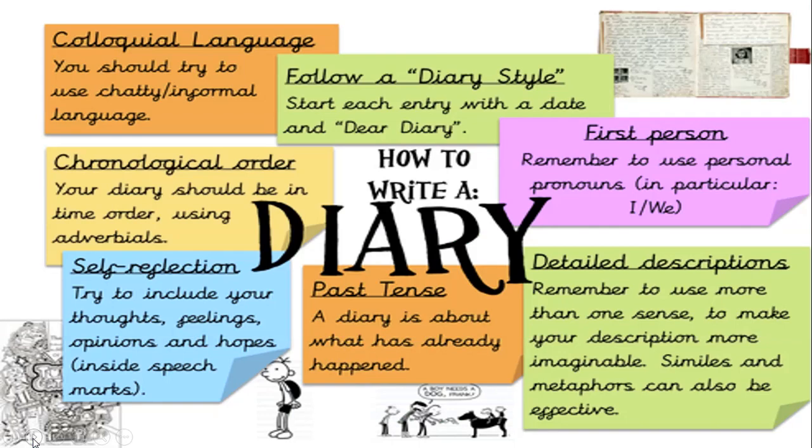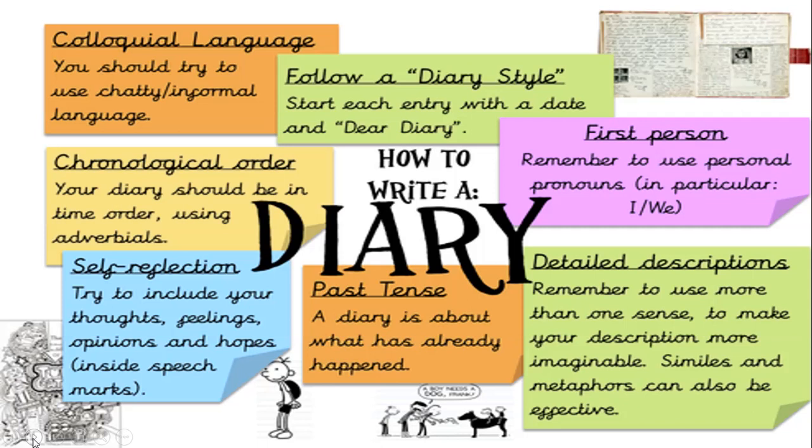Now this slide shows you how to write a diary. First is colloquial language. Basically it means we are supposed to write informal language. You should try to use chatty or informal language as if we are speaking with our friend who is just sitting by our side. The only difference is we are writing, and when a friend is there in front of us, we are speaking to him or her. Follow a diary style. Start each entry with a date and dear diary. First person, remember to use first person pronouns, that is I, my, me, we, our, us. So diary is always written in a first person pronoun.